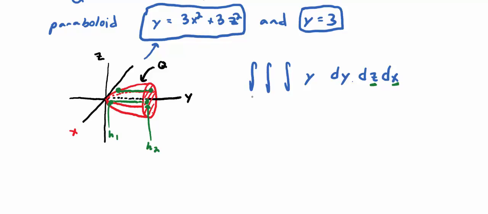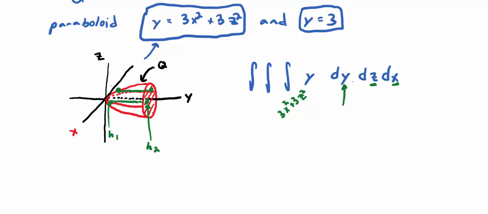So it's 3x squared plus 3z squared. That would be the bottom inner limit of integration. Does that make sense to you guys? Now keep in mind that this segment is parallel with the y-axis, which is the inner variable of integration. So that's an easy way to remember it.